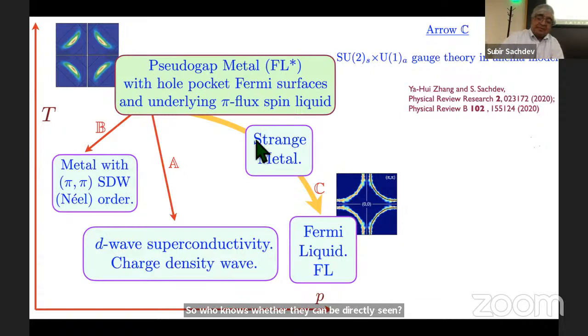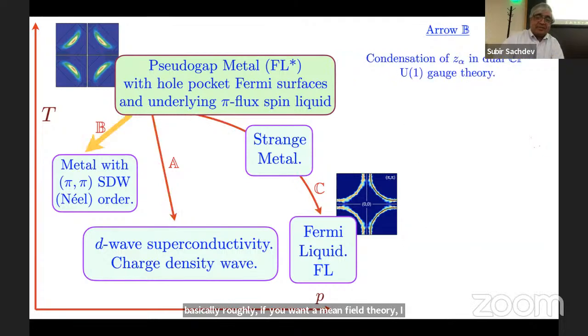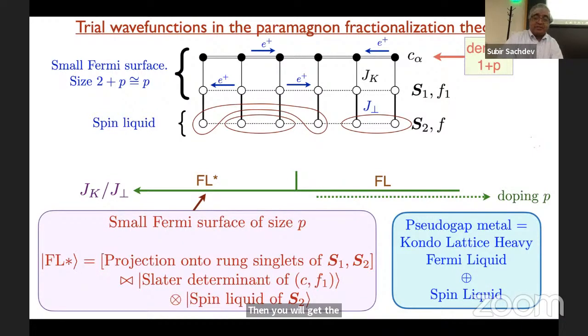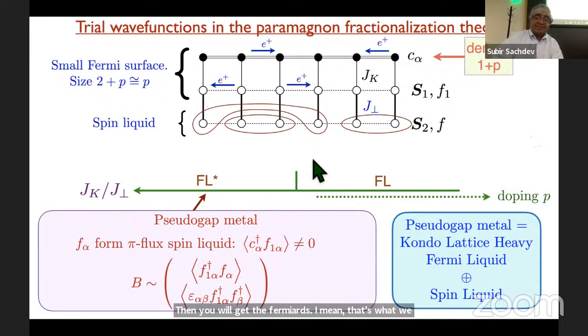But basically, roughly, if you want a mean field theory, you can just see it here. If you start with this top layer, which has got a large Fermi surface, and this second layer of fermions, which we assume has a spinon Fermi surface, this is exactly what you do in heavy fermion theory. And then you just turn on this hybridization, then you will get the Fermi arcs. That's what we did in this paper where we did all the numerical computations. That was the starting point. We put in some corrections and so on.